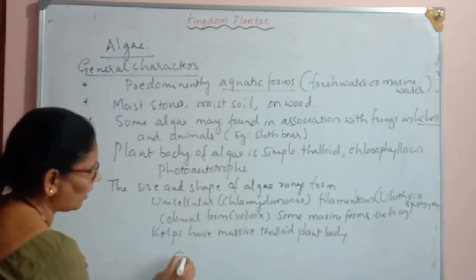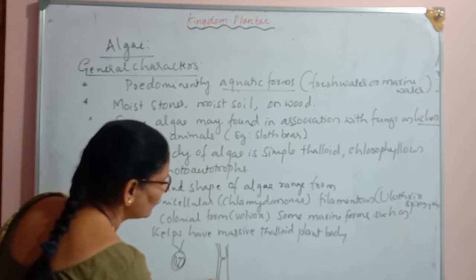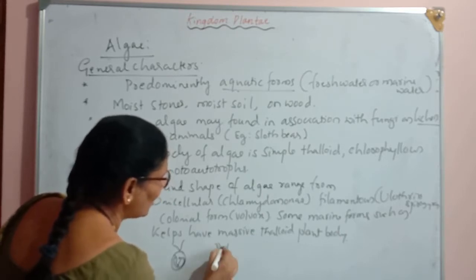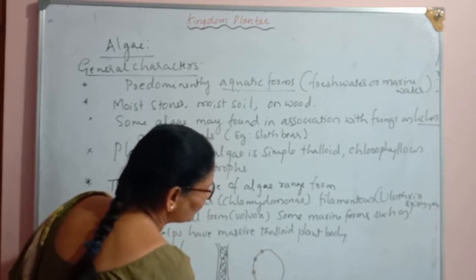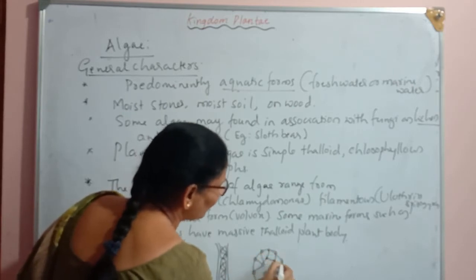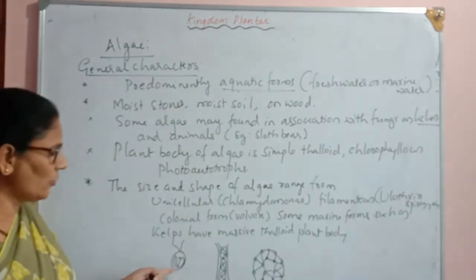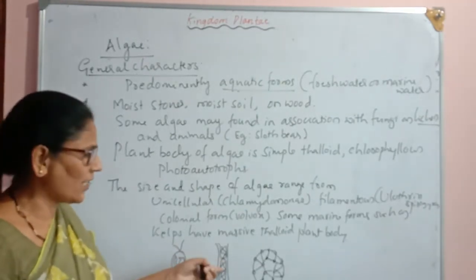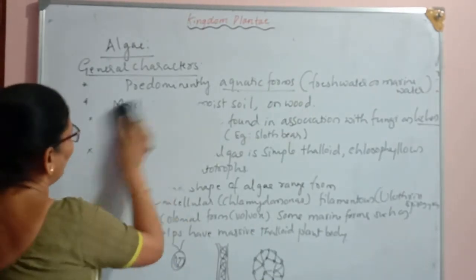Means they may be unicellular, as in case of Chlamydomonas, they may be filamentous as in case of Spirogyra, or we may also see colonial forms as in case of Volvox. So these are the different shapes and structures of the algae. They may be unicellular in Chlamydomonas, filamentous in Ulothrix and Spirogyra, and they may also form colonial forms. So let us talk about the reproduction in algae.